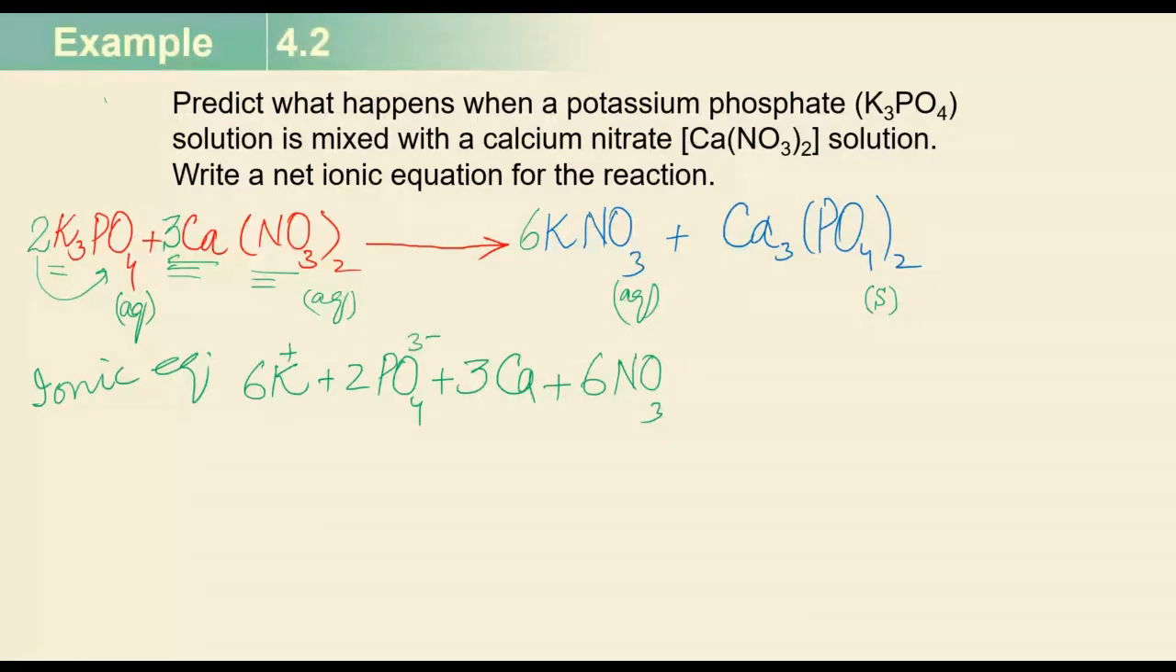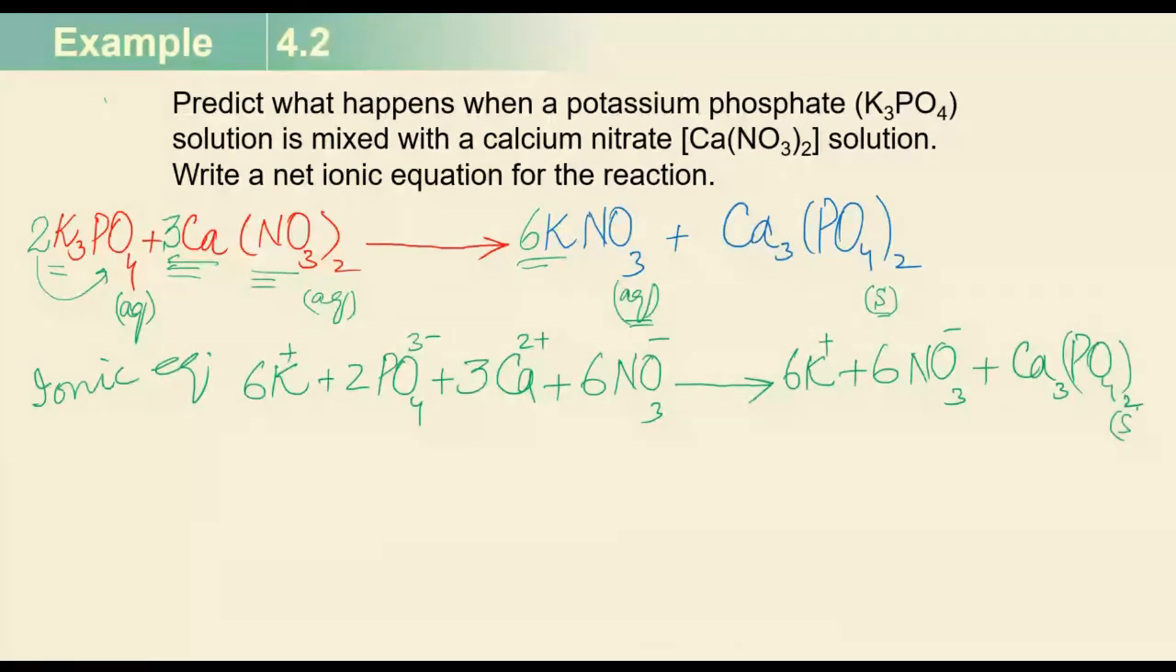Now you will write the charges: K is positive, PO4 is minus 3, Ca is plus 2, NO3 is minus 1. How many K here? 6. How many NO3 here? 6. How many Ca here? 3. Boys, listen. You will change into ions only that which is AQ. You will not change the solid. So you will write Ca3(PO4)2 as it is. Don't change into ions.